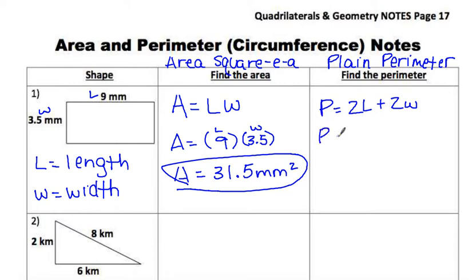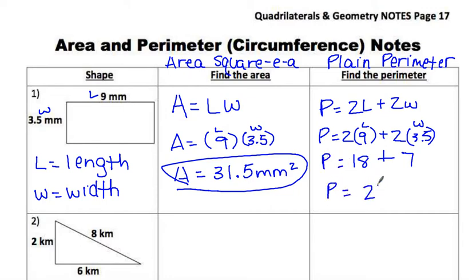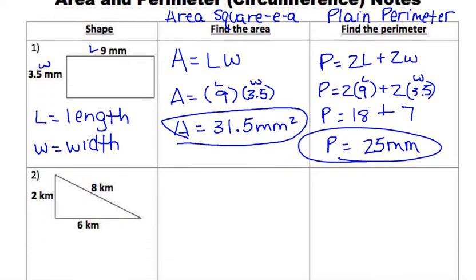So if we draw out the parentheses with the letters on the top that we need, we're going to put the L, which is the 9 in here, and the 3.5 where the W goes. And I recommend that you break it at the plus sign. So we're going to do 2 times 9 is 18. And 2 times 3.5 is going to be 7. So 18 plus 7 gives you a perimeter of 25 millimeters. And it's just plain millimeters. So that's how you find the area and perimeter of a rectangle.